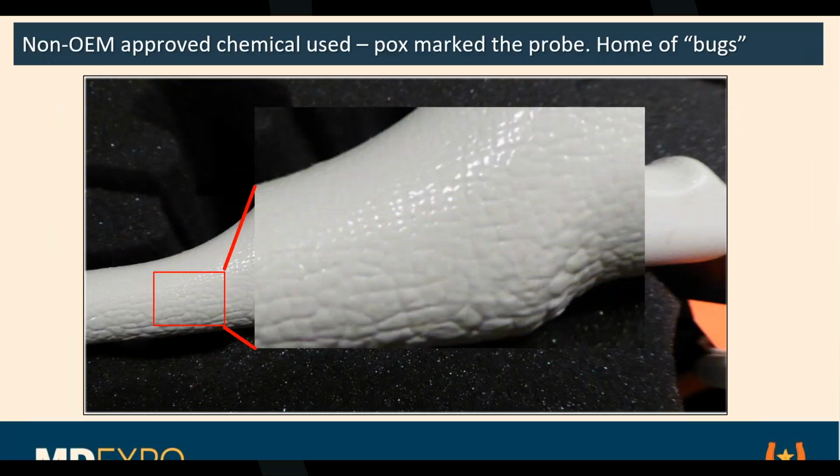This is a non-OEM approved chemical that was used, again during COVID. This is getting down to the area of the probe down here, the endocavitary shaft. I've exploded that, and look, you see the craters. Those valleys and mountains are filled with bugs that never would have been able to be there, because this is entirely smooth. This right here should look like this over here. Entirely smooth, uncompromised plastic finish. So pockmarked areas on the probe, that's the home of bugs.